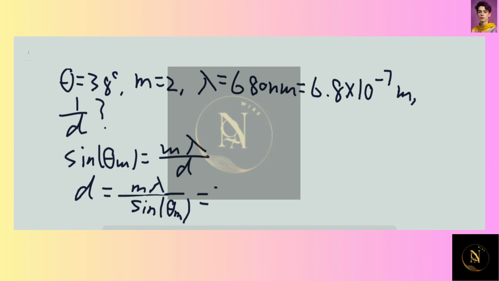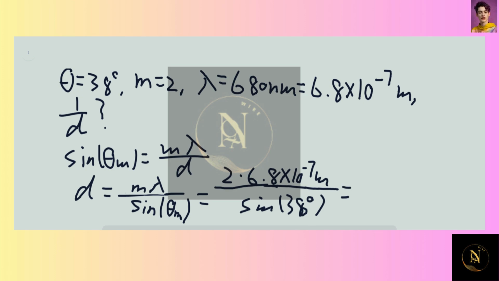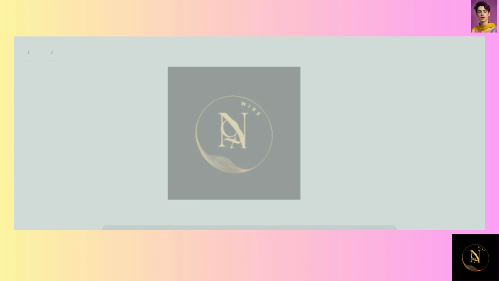So simply 2 times 6.8 times 10 to the negative 7 meter divided by sine 38 degrees, which is equal to, let's take a look, 2.21 times 10 to the negative 6 meter. Okay, and we know d now.